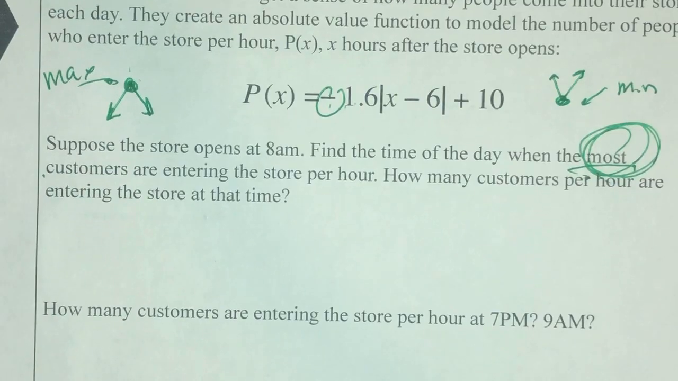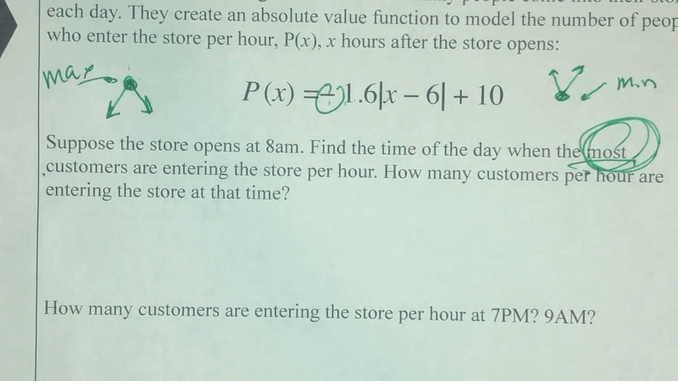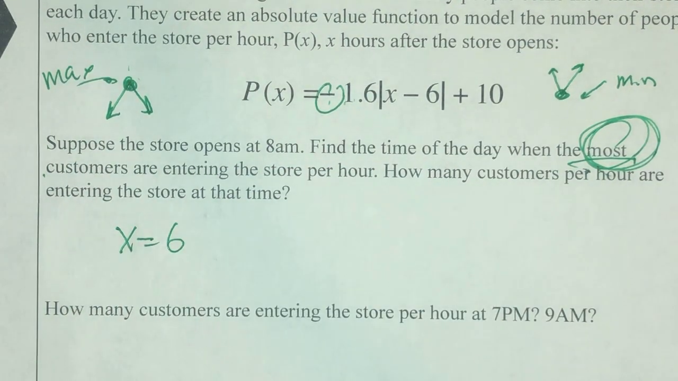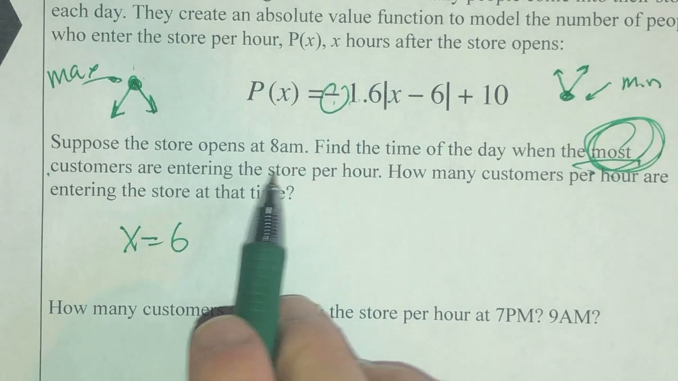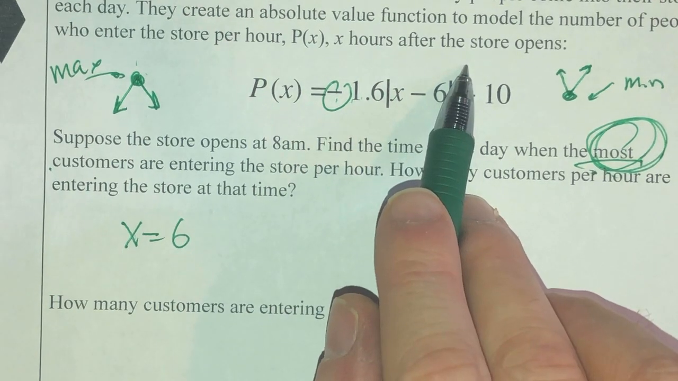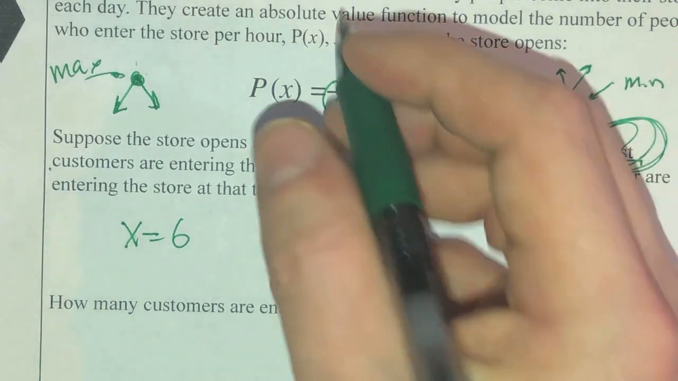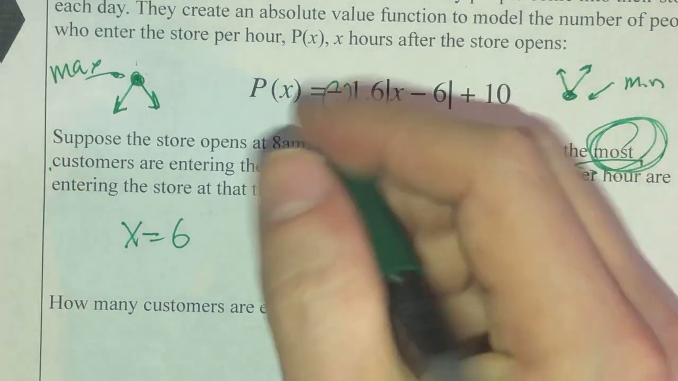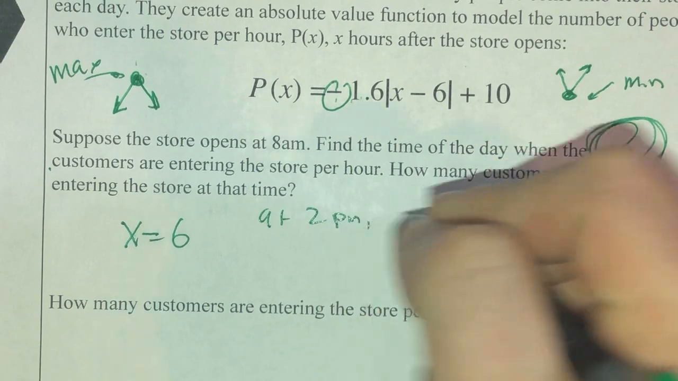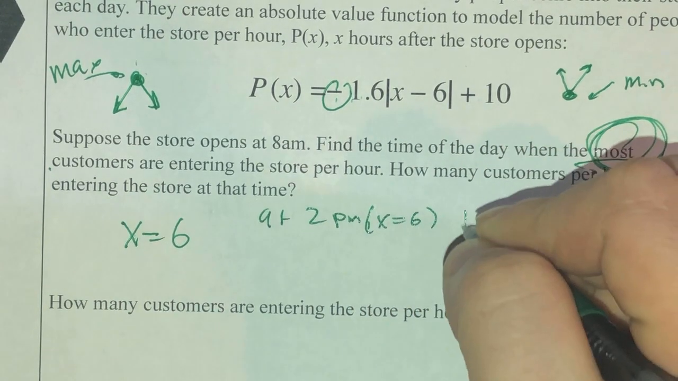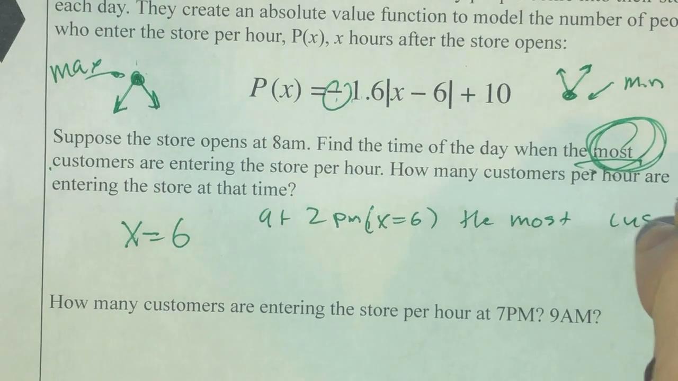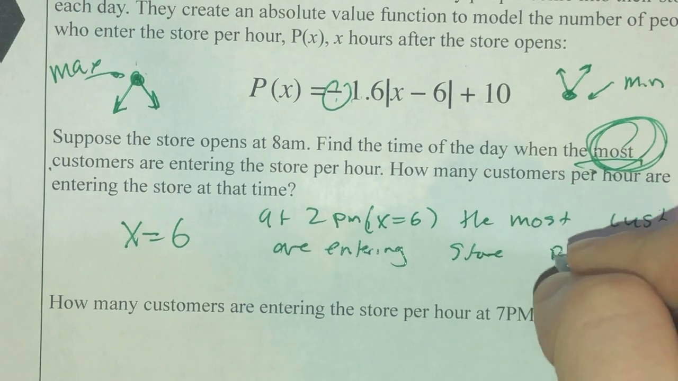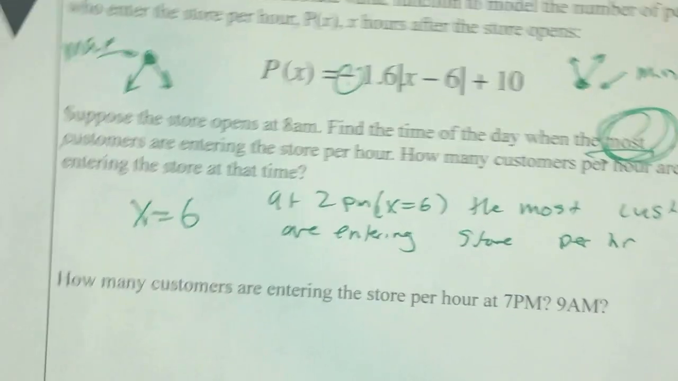So what's the vertex? Remember, the vertex makes the bars equal to 0. So x equals 6 represents the vertex. Now, x means x hours since the store opens. So it's 6 hours since the store opens. So it is 8, 9, 10, 11, 12, 1, 2. So at 2 p.m., x equals 6, the most customers are entering the store per hour. Okay, that represents the vertex.